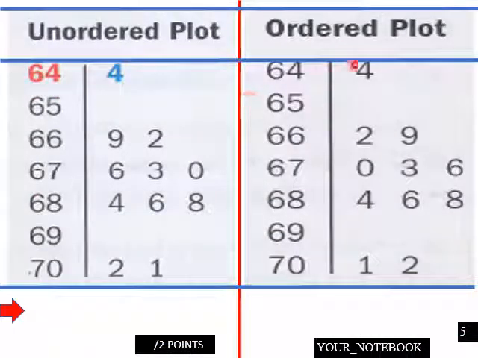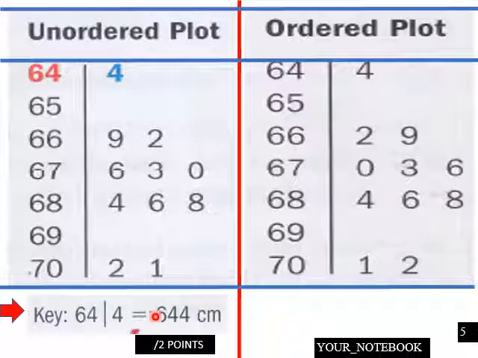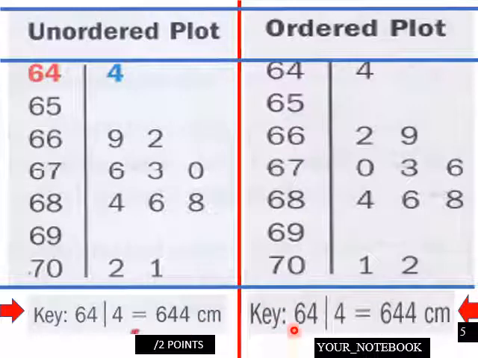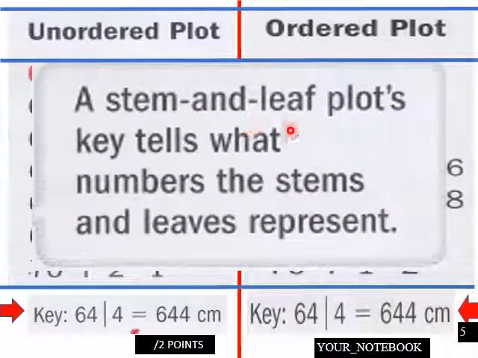So here's an unordered plot and an ordered plot. Here's your key. Now you have to produce a key for each stem and leaf plot that you produce. This is your dividing line between your hundreds and tens, and then these are your ones. This equates to 644 centimeters. Then the same thing over here. We're using the same key for the ordered plot as the unordered plot. You have to produce a key so the observer knows what's going on. A stem and leaf plot's key tells what the numbers, the stems, and leaves represent.